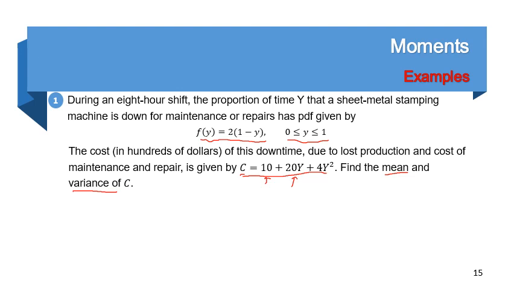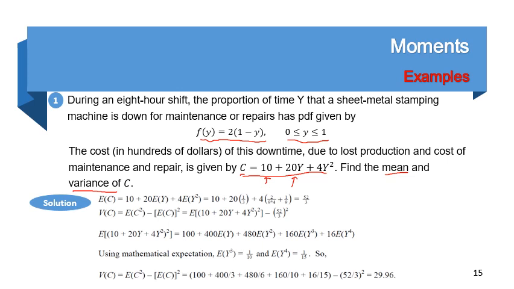Expectation of C, as you can remember, we can just drag the expectation inside the C relation here. So if we need the expectation of C, all we have to do is drag the expectation inside the given relation. The expectation of a constant is the constant itself, 10; then 20 times the expectation of y, and 4 times the expectation of y squared.